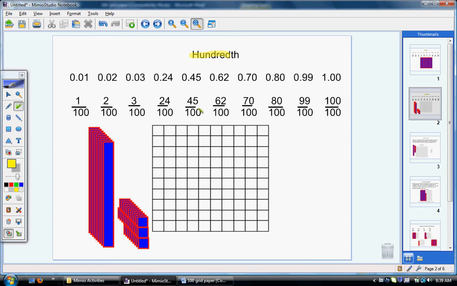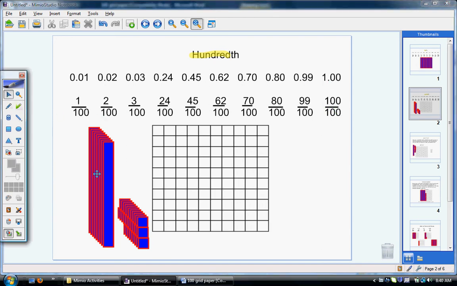Down here is how I have it written in fraction form. So this would be 1 out of 100 pieces, or 1/100th. This is 2 out of 100 pieces, or 2/100ths. 3 out of 100 pieces would be 3/100ths. 24 out of 100 pieces is 24/100ths. This is 45/100ths, 62/100ths, 70/100ths, 80/100ths, 99/100ths, and again, 100/100ths is the same as 1 whole.